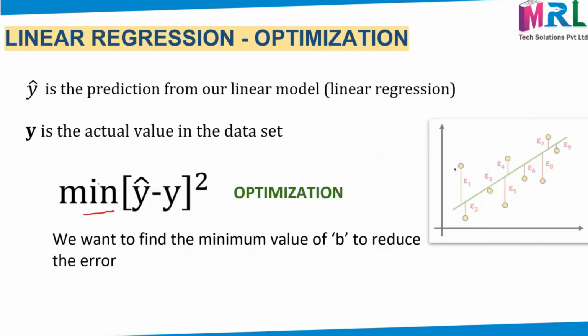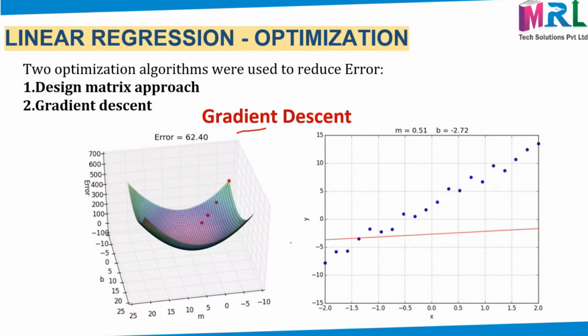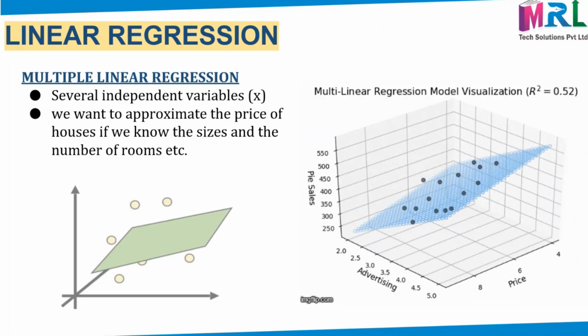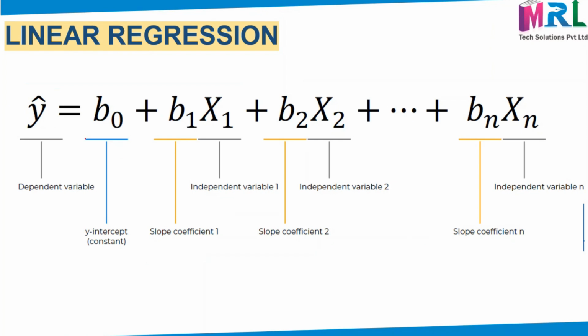In simple linear regression, you will have only one independent variable. That means x and y. X is the independent variable and y is the dependent variable from the data sets. Based on that, you will have one line. But here in multiple regression, you have multiple independent variables and a single dependent variable. So that's all about linear regression. You can see here you have b naught, that is the y-intercept, and you have multiple independent variables, that means x1, x2 up to xn. So x1 may be size, x2 may be rooms, x3 may be location. Like that, you have multiple independent variables.